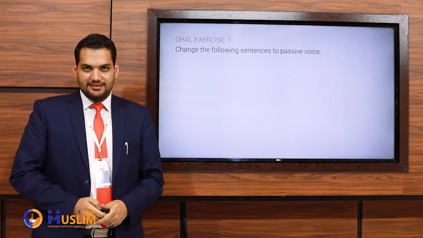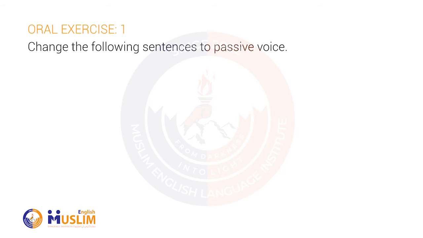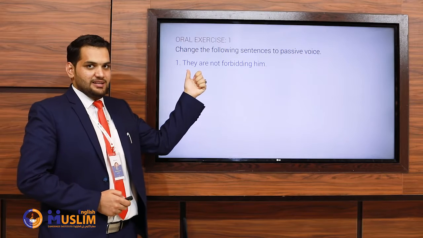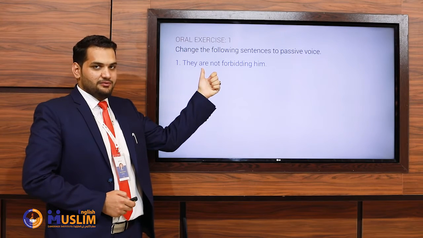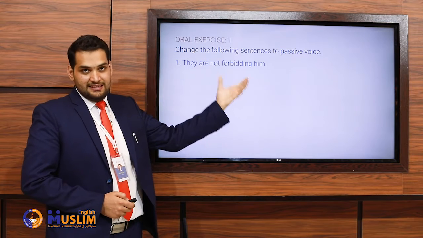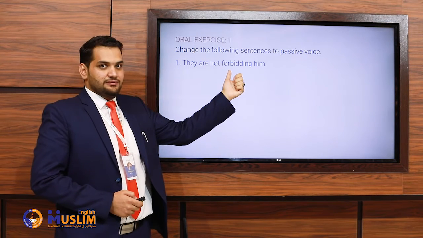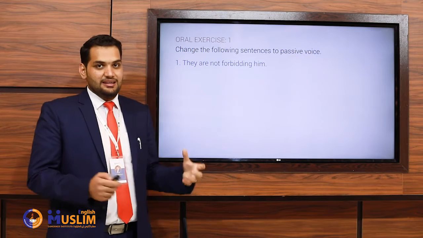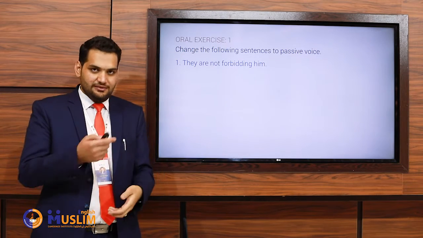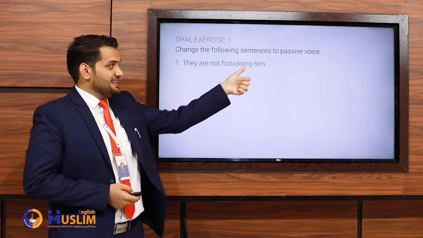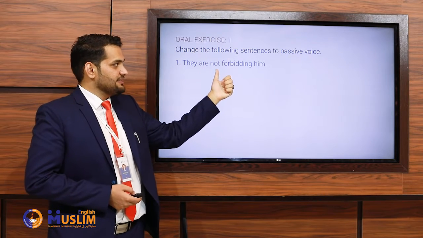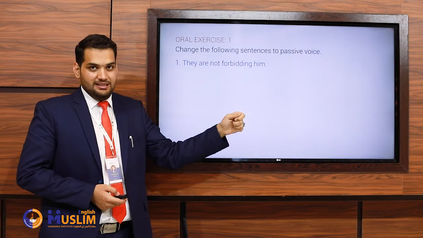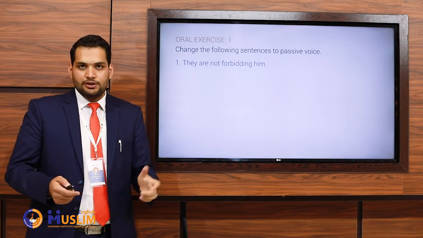Let's do an oral exercise. Change the following sentences to passive voice. Let me do the first one. They are not forbidding him. They is the subject. Are is the helping verb. Not is used to make the sentence negative. Forbidding is verb ing and him is the object. So if you want to change it to passive voice, you will say, he is not being forbidden by them. Good luck with the rest of them.